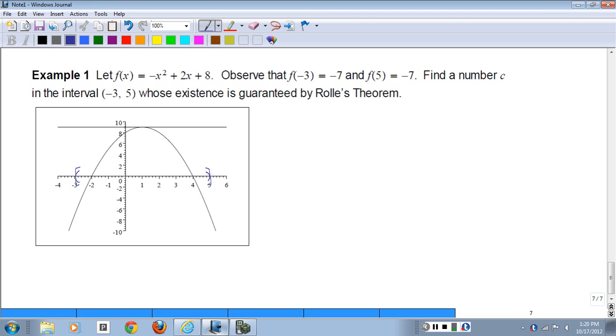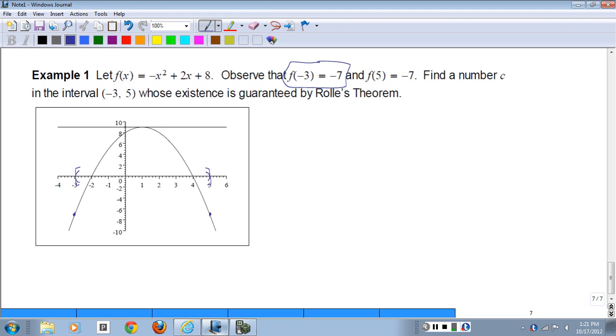All we have to stress about as far as Rolle's theorem goes is that the endpoints agree, have the same function value. Well, it says, observe that f of -3 equals -7. Well, from the picture, it kind of looks like, yeah, -7 is right there. And f of 5 equals -7, so that kind of looks like that too. So it looks like the endpoints agree. We could take -3 substitute for x and 5 substitute for x. Check that out. See if you get -7 in both cases. If not, let me know. But it looks like Rolle's theorem is going to be satisfied here.